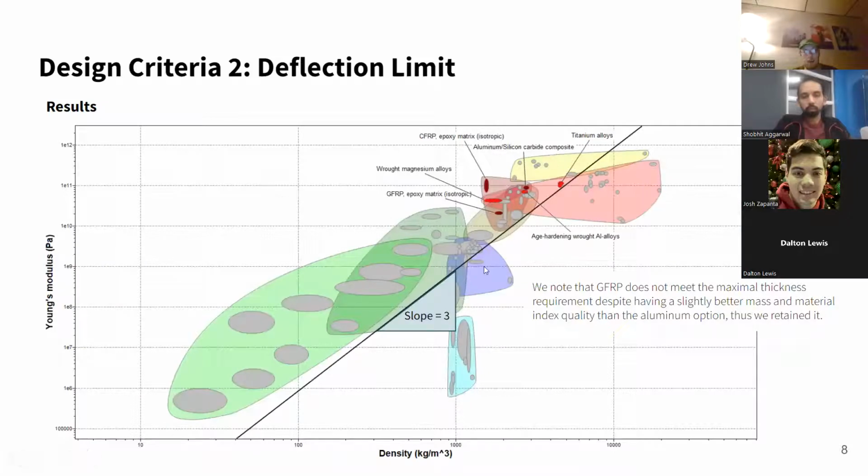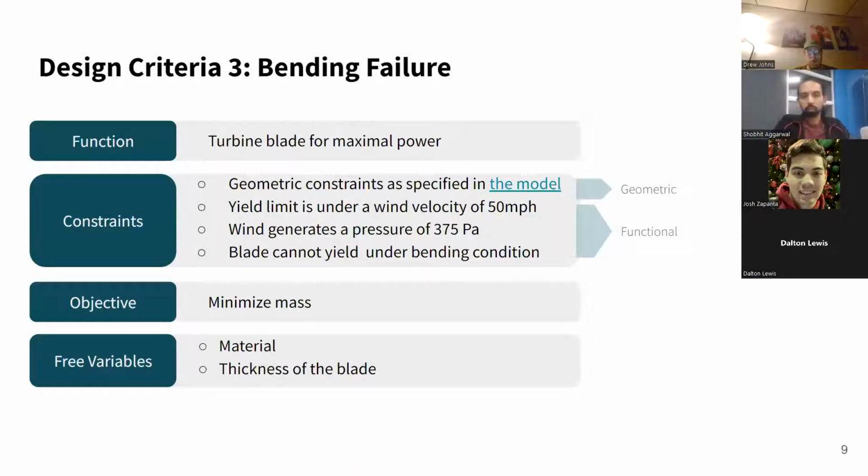Plotting this with a slope line 3 coming from the 1/3 power on the Young's modulus, we can quickly evaluate that the materials furthest away from the line as we move up and to the left are our best performers. Note that GFRP would, in theory, be one of the better performers, outperforming the titanium alloys. However, it does not meet the maximal thickness requirement, requiring a 0.55 meter thick blade thickness. Thus, we eliminate it. Next, we move on to bending failure.